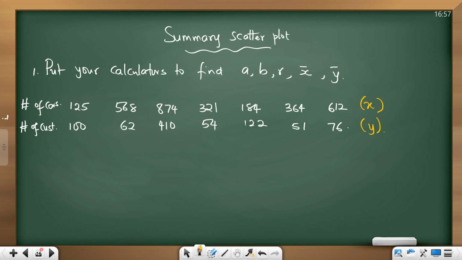All right. You want to give me your answers? What is A? Let's confirm with everyone. A is negative. What is B? What is your R? 0.6? What is bar X? 4? And what is bar Y? 1, 2?